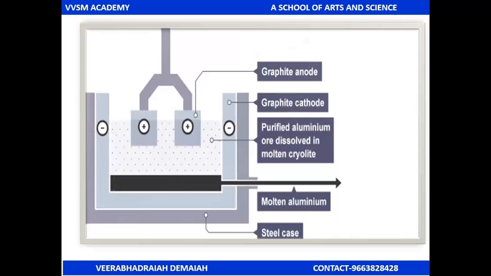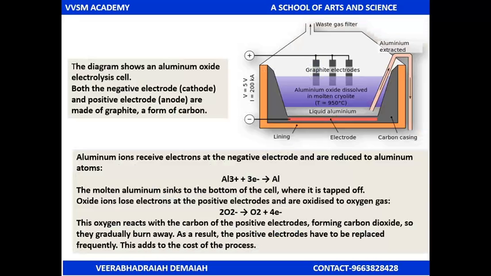A graphite anode, graphite cathode, purified aluminium ore dissolved in molten cryolite, then molten aluminium. The diagram shows an aluminium oxide electrolysis cell. Both the negative electrode, the cathode, and the positive electrode, the anode, are made of graphite, a form of carbon.